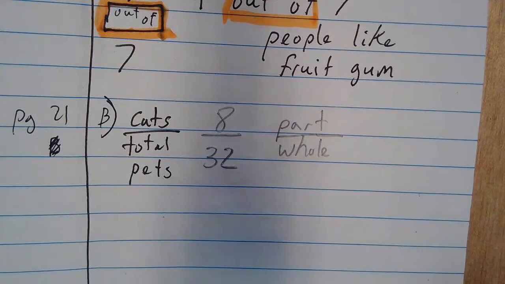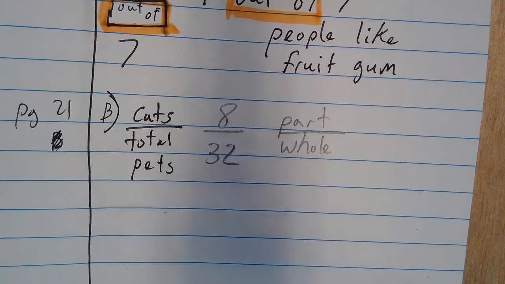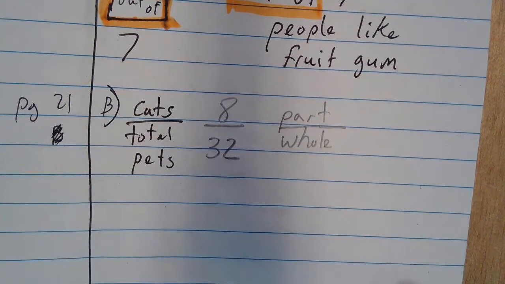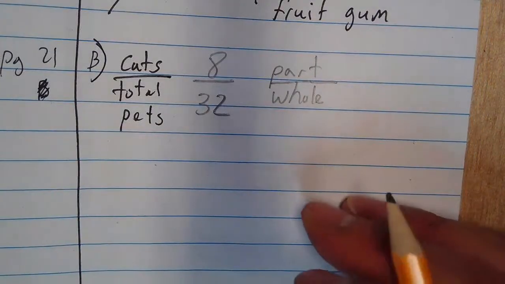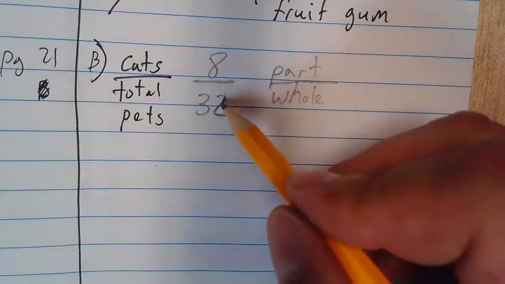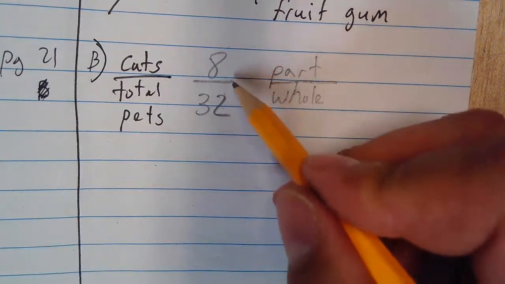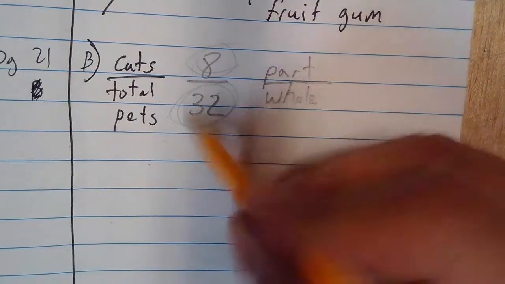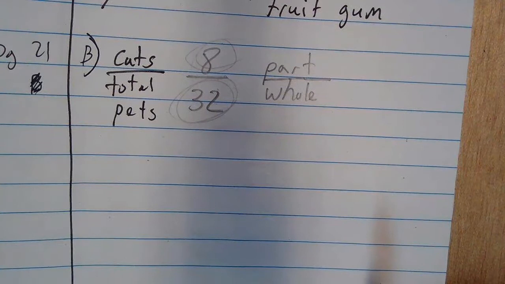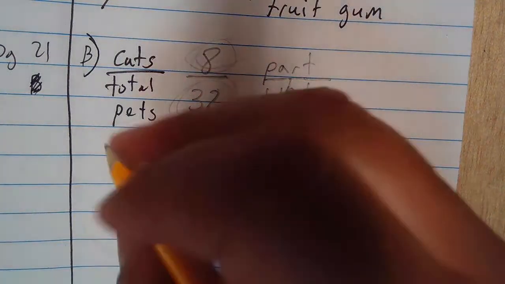All right. Cats. 8 cats, total pets 32. The question is asking, can we make this into smaller groups? Instead of one big group of 8 and one big group of 32, can we break this down into simplest form? Simplest form, not forms, excuse me. Can we make it smaller?